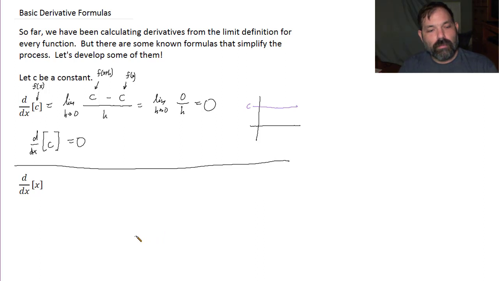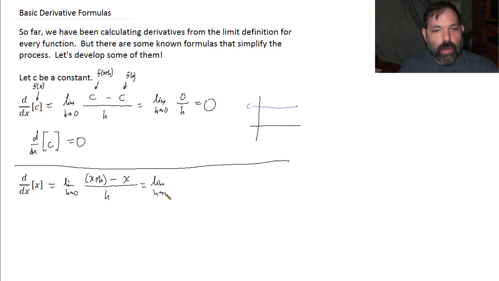Good to know. All right, what about the derivative with respect to x of x? Again, treating that as my function, then I would have the limit with h approaching 0. The f of x plus h would simply be x plus h, and the f of x would simply be x, over h. So then this would be the limit with h approaching 0. x minus x is 0. We have h over h. That's the limit with h approaching 0 of 1, which is 1.